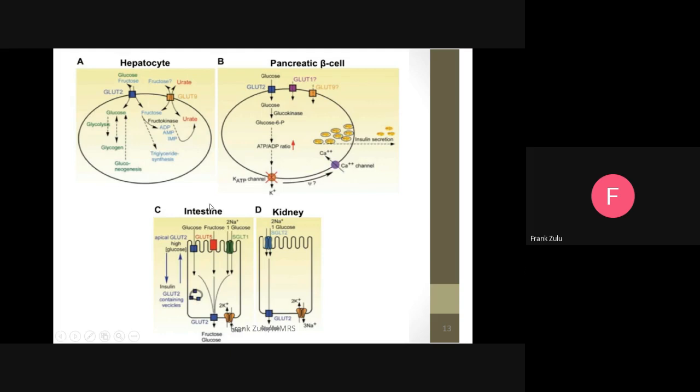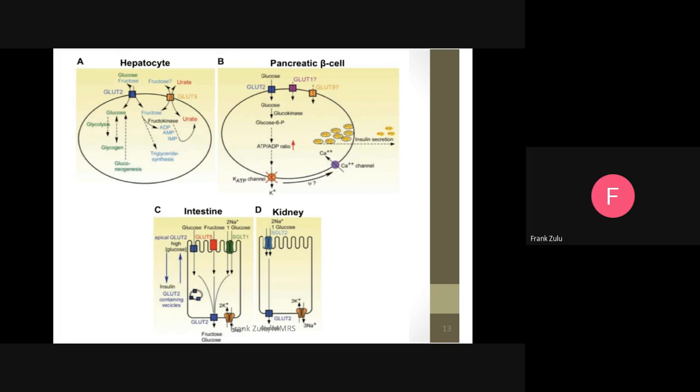So the apical part of an epithelium, when you say apical part, it means that part is facing the lumen. In the case of the intestine, the lumen is that space where you have your digestive fluid. So that has to be reabsorbed by the cells of the small intestine. So that part of the cells that is facing the lumen is called the apical side.